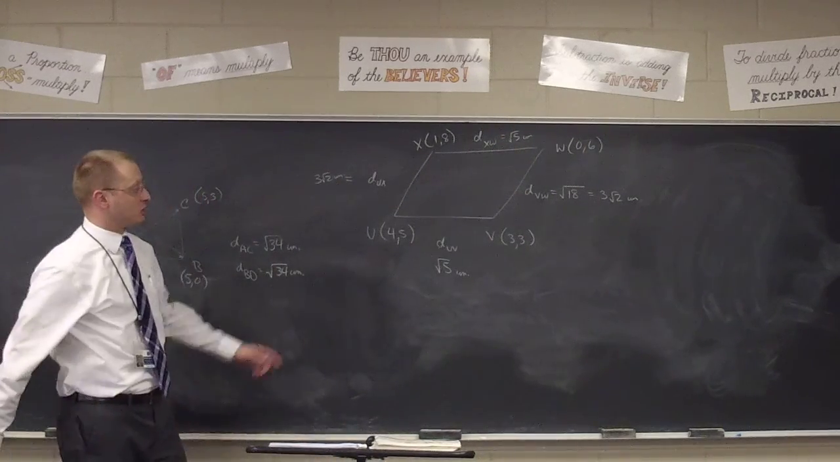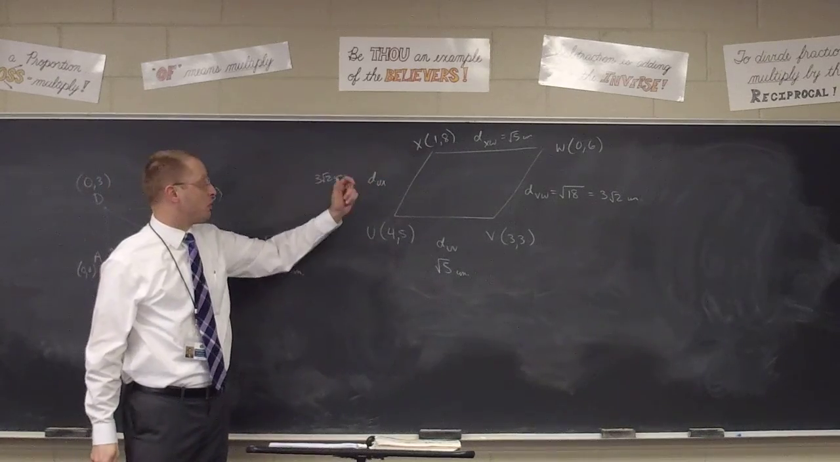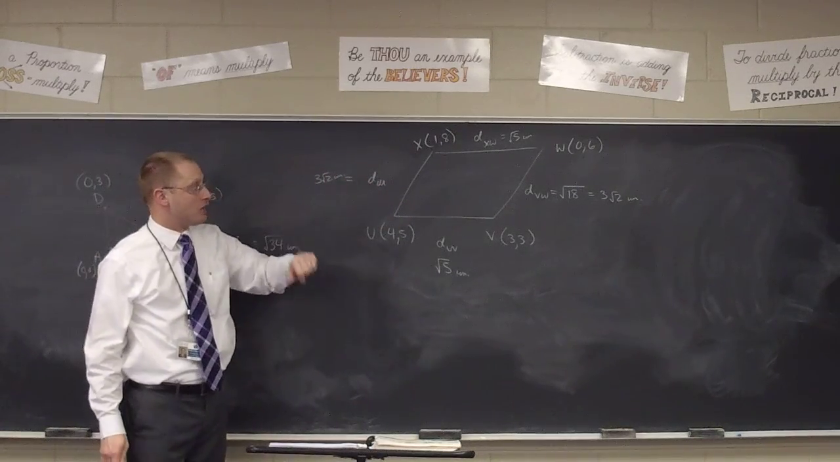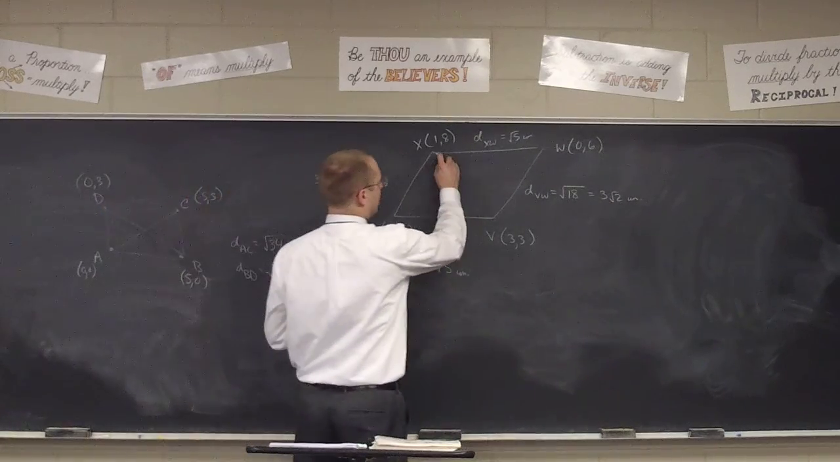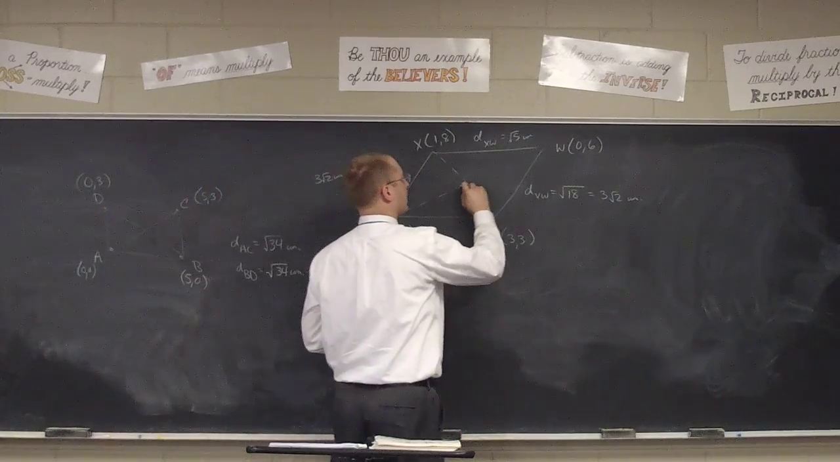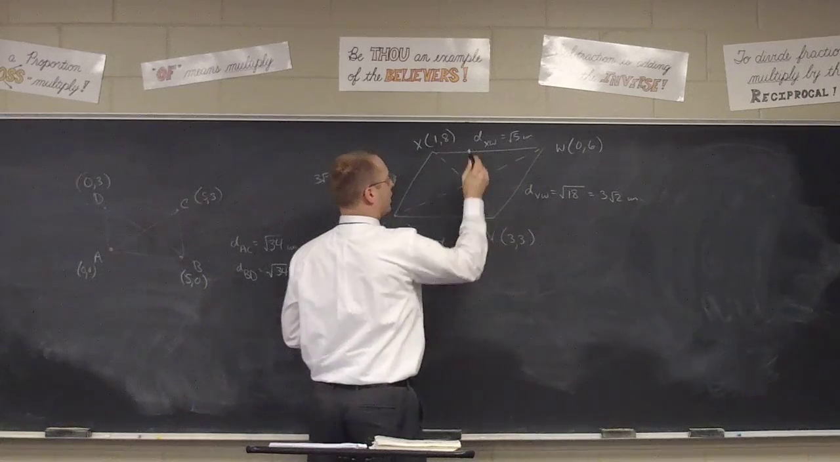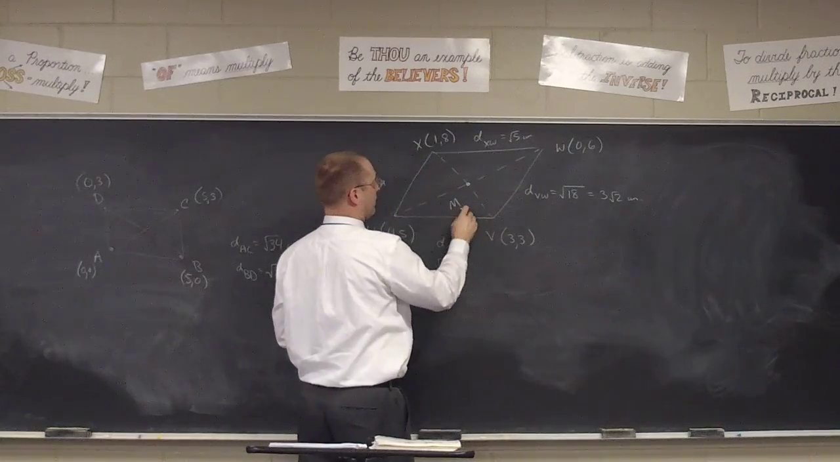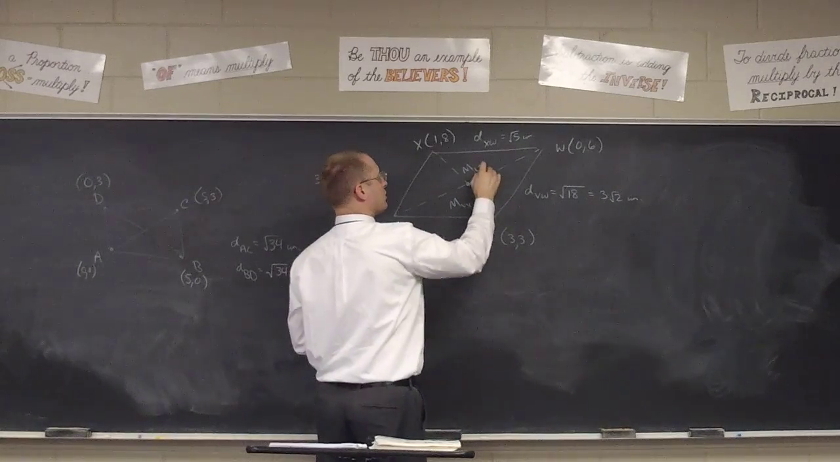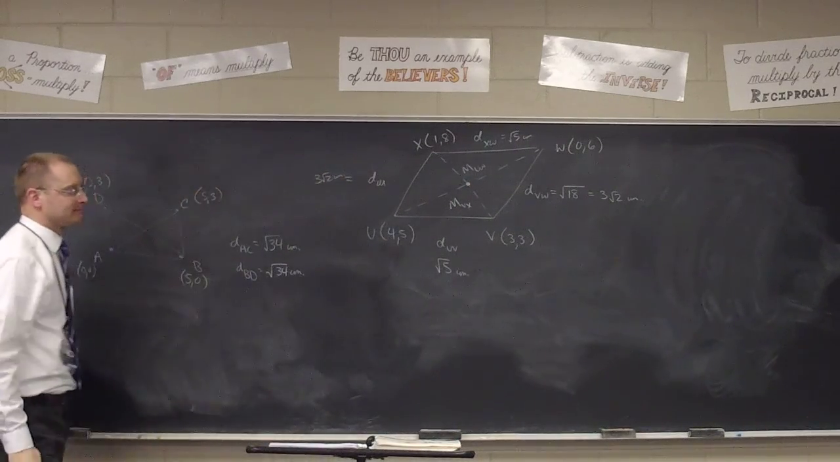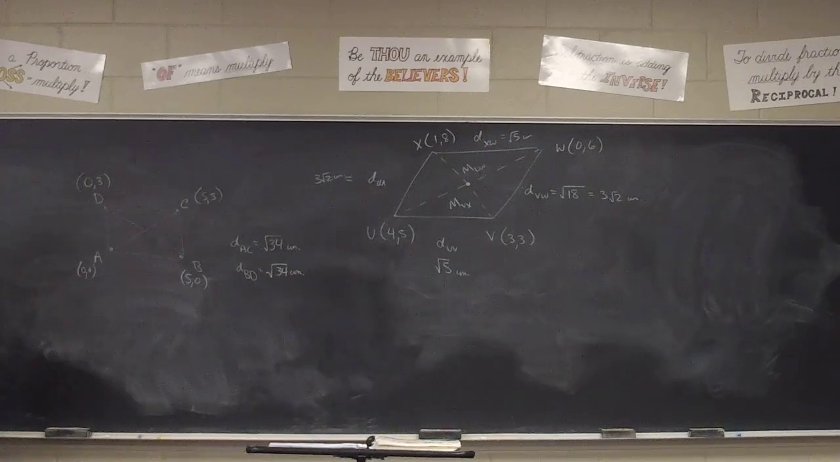All right, did you get those lengths? Square root of 5 for UV and XW, or 3 square root of 2 for UX and VW. Okay. Now let's find the midpoint of both. The midpoint of VX and the midpoint of UW. And show that either way you saw fit to show this would work.